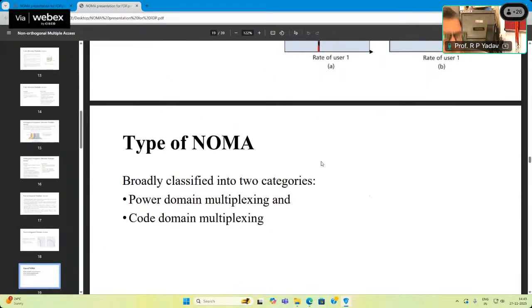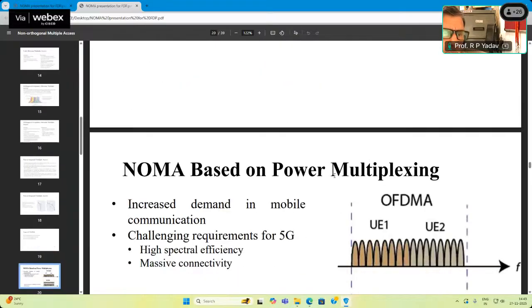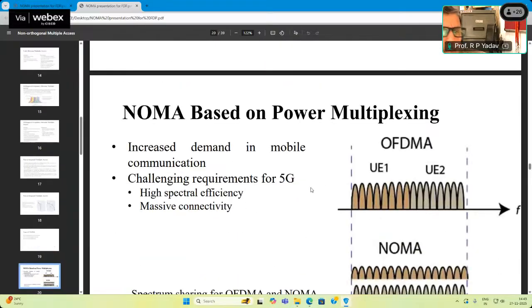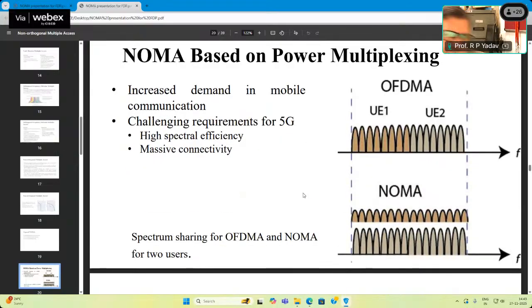Now, what are the typical types of NOMA? They are broadly classified into two categories: power domain multiplexing and code domain multiplexing. What is power multiplexing? That is also, I think, very easy to understand. If you look at an OFDMA system in this particular slide, you have user 1 and user 2.